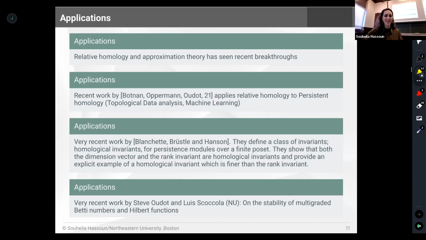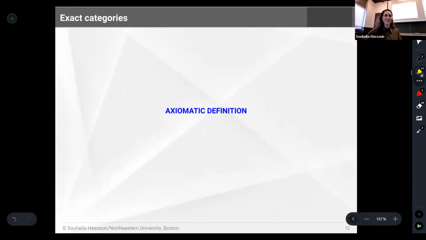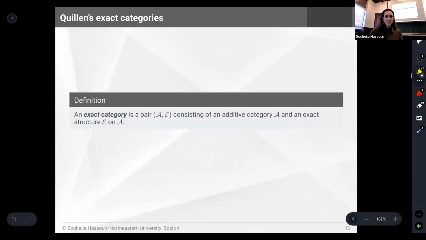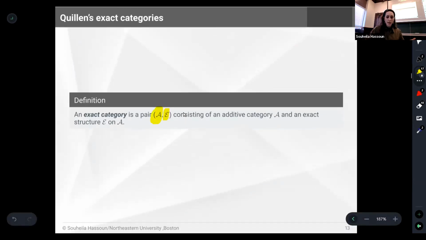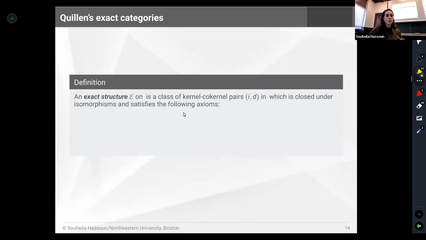Okay, so yeah, I guess that's enough motivation, that you're now motivated to see the definition. So an exact category is a pair. We choose an additive category, and on that additive category we choose a class of short exact sequences. So we fix, as I said, the additive category A, and now what is the exact structure? It's a class of kernel co-kernel pairs. So i is a monomorphism, and d is an epimorphism that we can compose. So they are kernel co-kernel pairs.